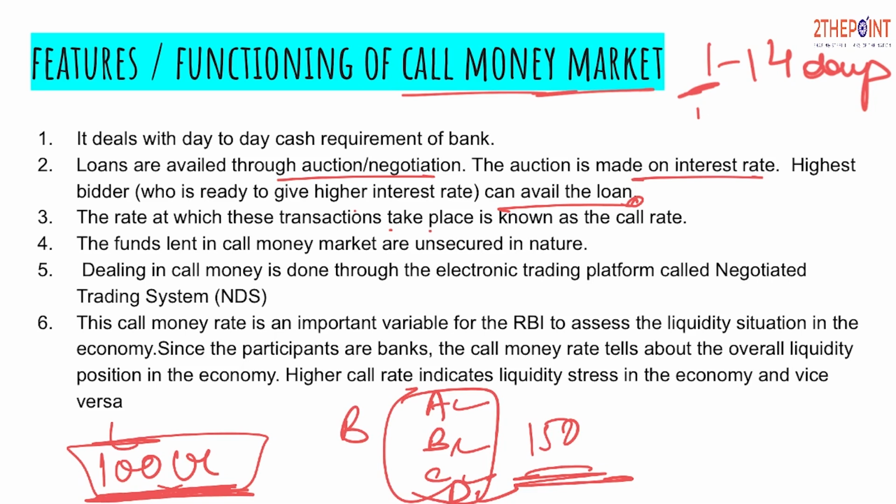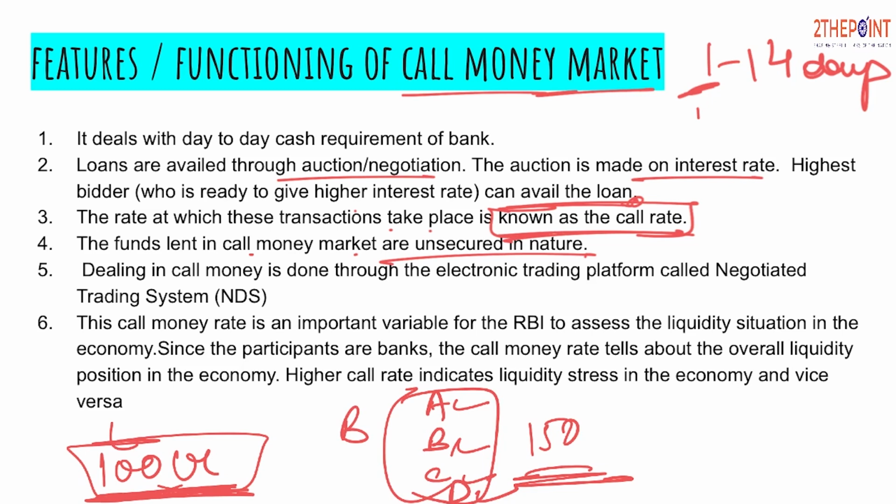The rate at which this transaction takes place is known as the call rate. So the rate at which the deal is finalized between the lender and the borrower is known as the call rate. The fourth point is that funds lent in the call money market are unsecured in nature, which means there is no collateral security provided by the borrower to the lender for overnight purpose. It is an unsecured loan provided by the lender to the borrower in the call money market.